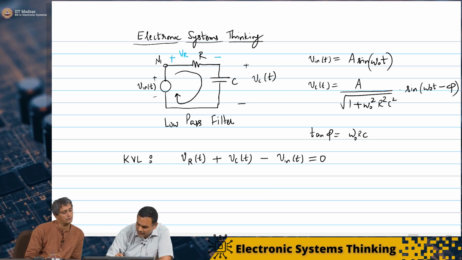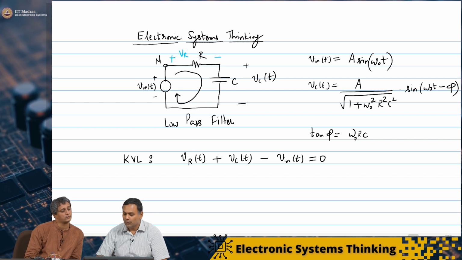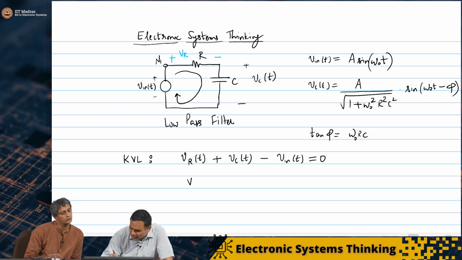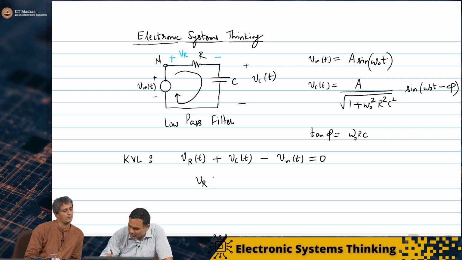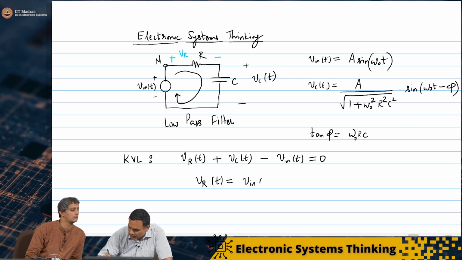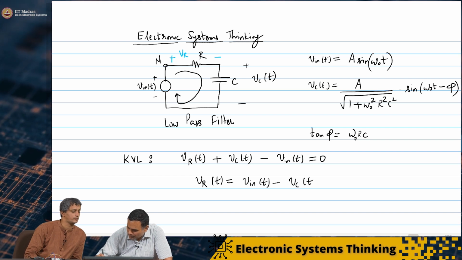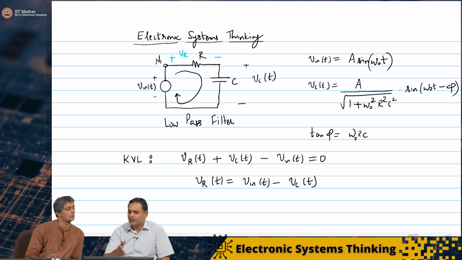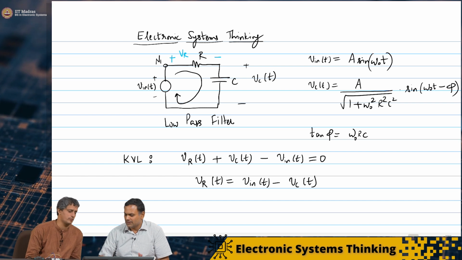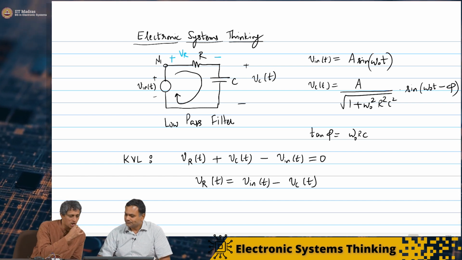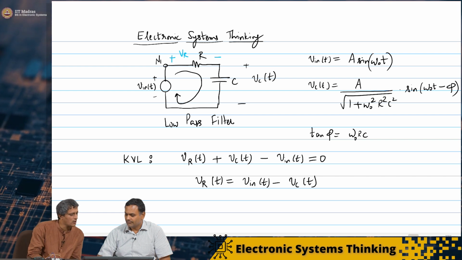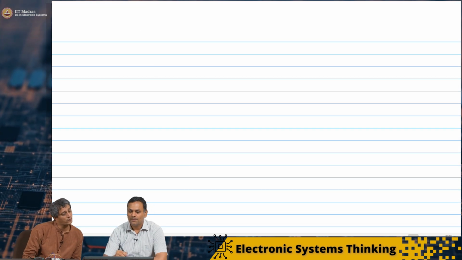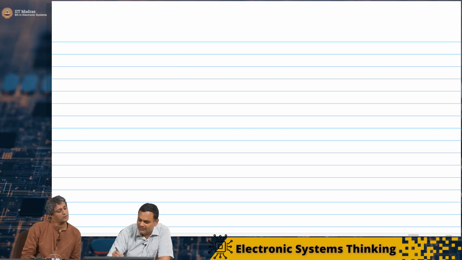So KVL literally gives you this equation. Now I know VR of t in terms of V in of t and VC of t, and I also know VC of t in terms of the input. For this simple circuit, VR of t is simply the difference between the input voltage and the voltage across the capacitor, which makes a lot of sense, right? And for a step input of V in of t, the VC of t was the exponential charge up, right? That's absolutely right.